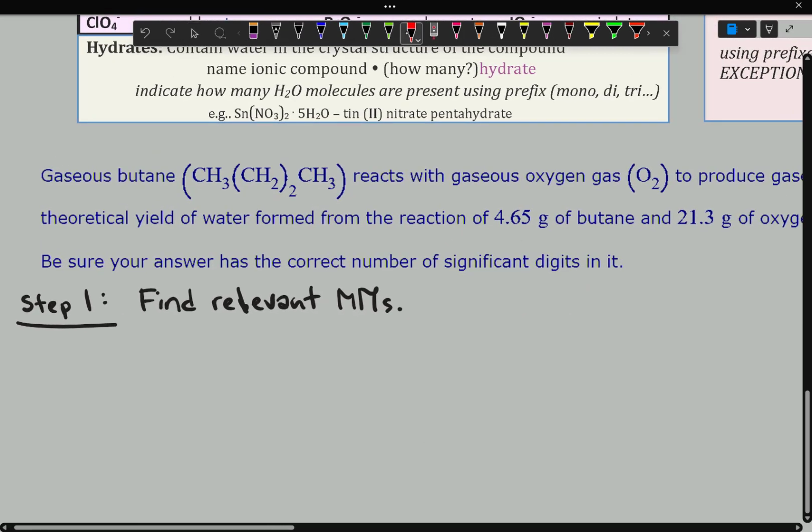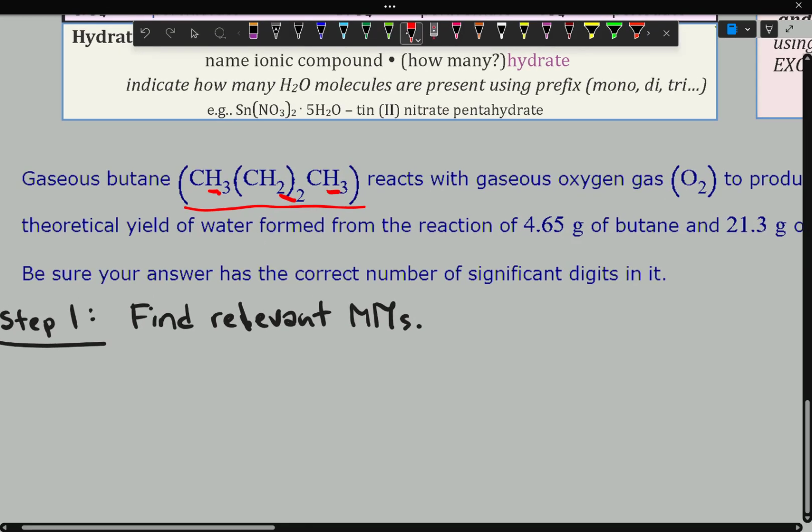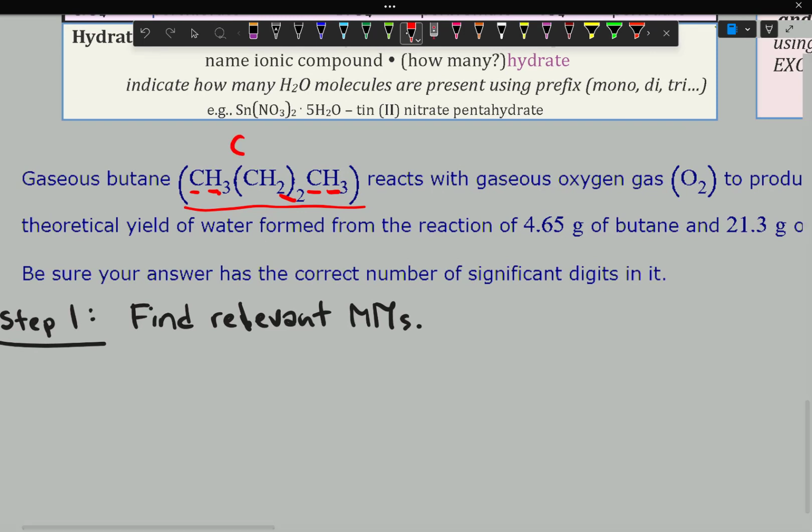with these types of ALEKS problems, I hate it when they write it like this. If you add these up, you've got 3 hydrogen, 4 hydrogen, and 2 carbon, and another 2 carbon here. This just ends up, you can simplify this and write C4H10. It just makes the calculation a lot easier.